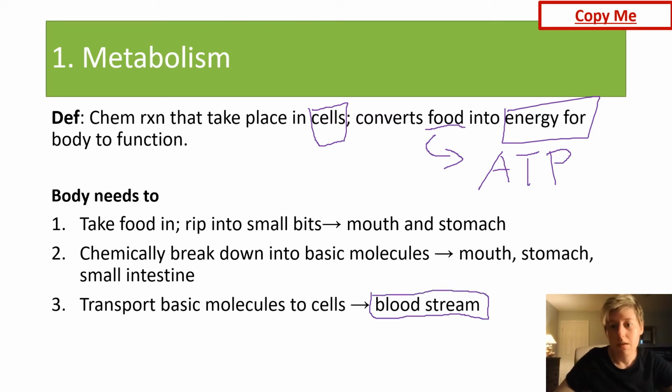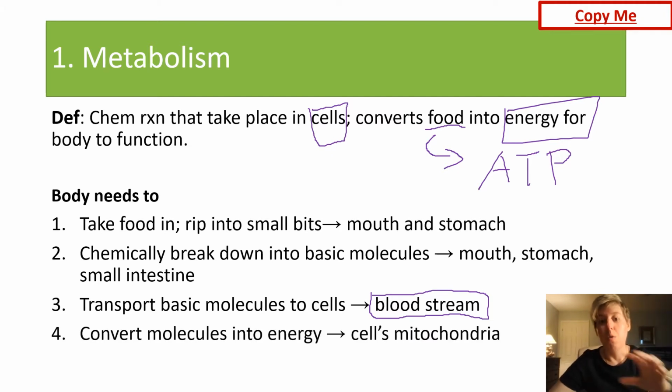Our cardiovascular system is basically the key transportation system hub in your body. Not only does it transport oxygen and carbon dioxide, but it transports a whole bunch of dissolved substances in the bloodstream. One of those being all of the broken down basic molecules from metabolism. And then once all of those components get to your cells, they get converted into energy. And this happens in the organelle in your cell called the mitochondria.